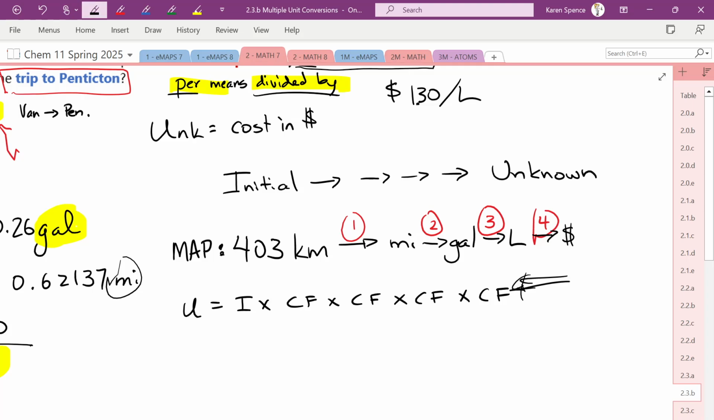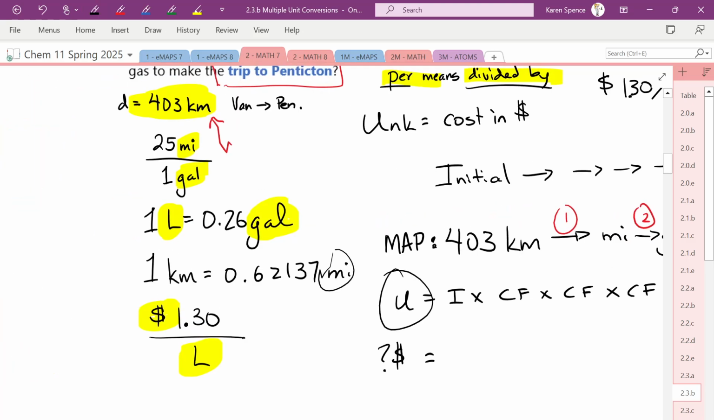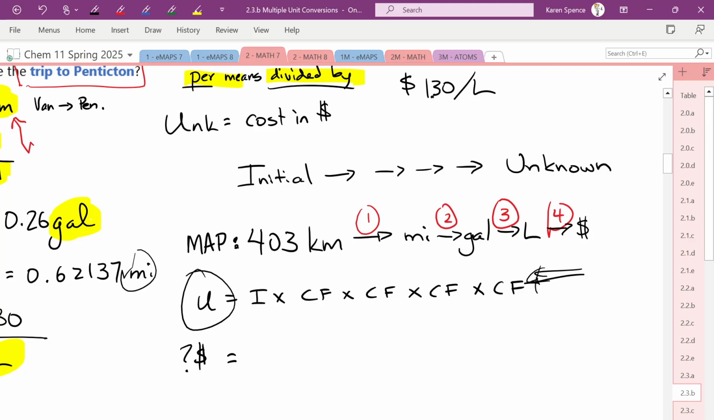I wouldn't bother with this unknown equals CF times CF at all, okay? But what I would do is I would say my unknown is the number of dollars. So I don't know how many dollars. My initial quantity, we decided was 403 kilometers.